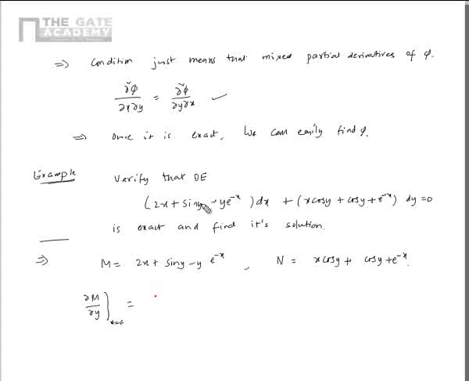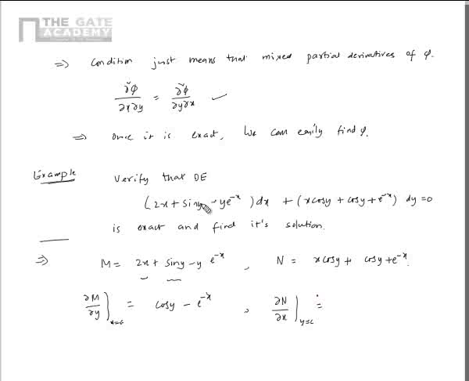So the derivative of this term is 0. For this term, the derivative will be cos y, and e^(-x) is some constant, so the integral only has y, which is 1, and this will become e^(-x). Now ∂N/∂x keeping y constant. Whenever you are doing a partial derivative, it means the other independent variable is held constant.